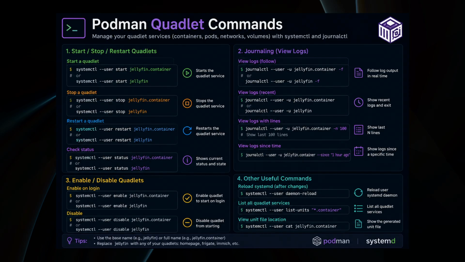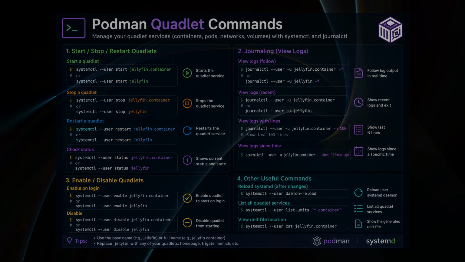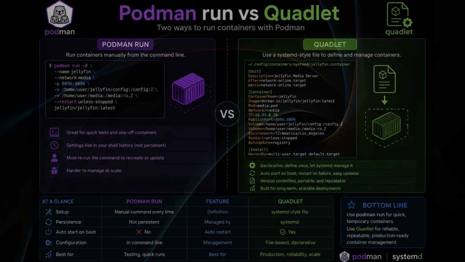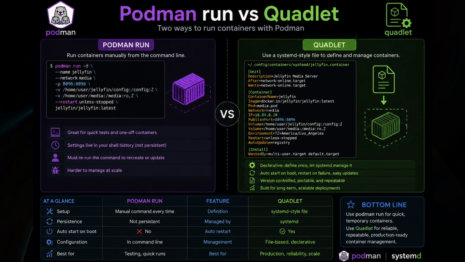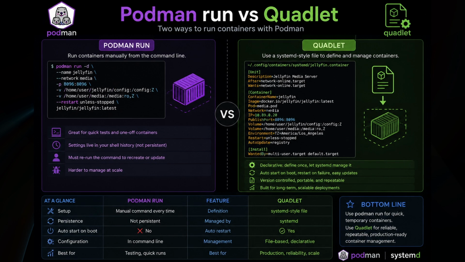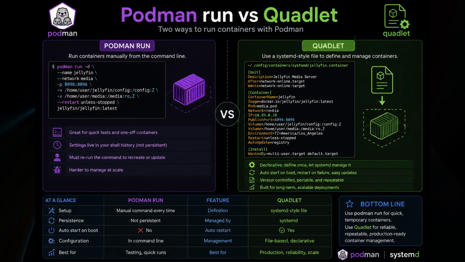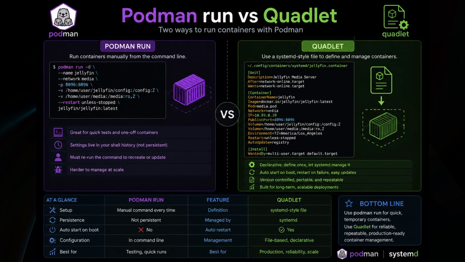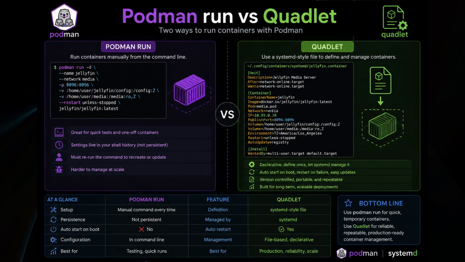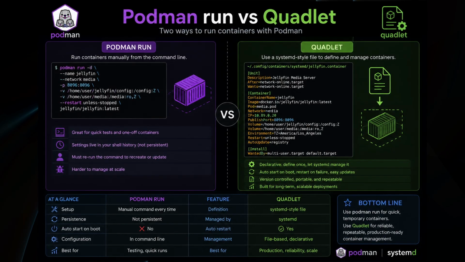Now, Podman run versus Quadlet. Here's the difference. A podman run command is good for testing. A Quadlet is good for production. With podman run, you are launching a container. With Quadlet, you're defining a service on that computer. That is a big difference.